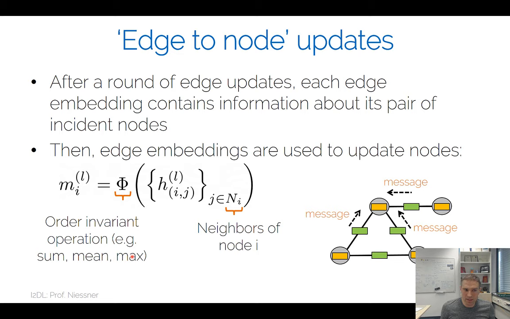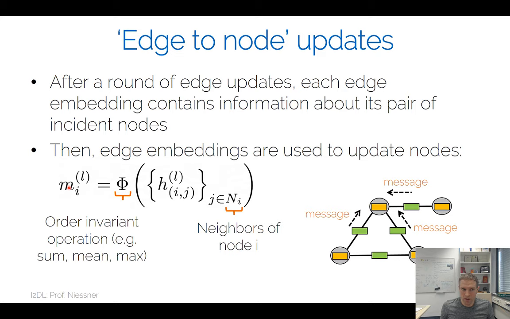So you have n edges that point towards a node. You take some sort of order invariant operation, in this case a max pool, and say, take the maximum of all the edge features around here. That could be a maximum function, and then you get the message that you use to update the respective node.